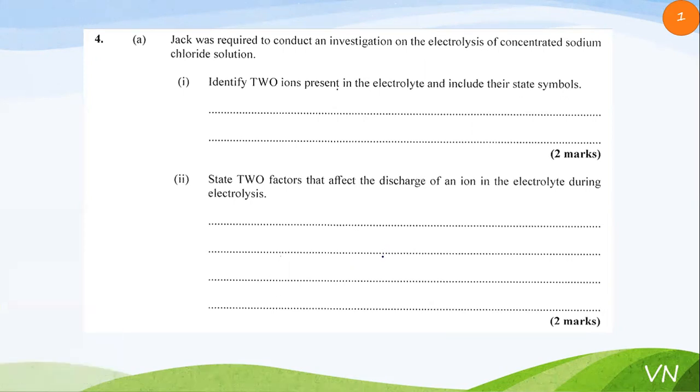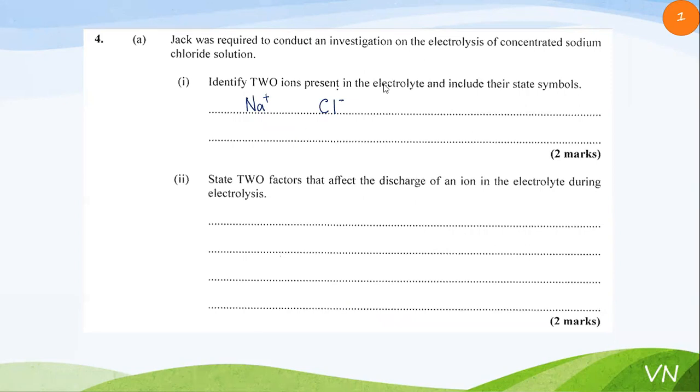Remember though that the question asks you for 2 things. Apart from the ions, you also need to put what the state symbols are. If you had the 2 ions correct, but you did not put in state symbols, then you will actually lose a mark there, and you'll only get 1 mark out of 2 marks. So this here was concentrated sodium chloride solution. From this sodium chloride, we will expect to have Na plus ions and Cl minus ions. That's from the sodium chloride.